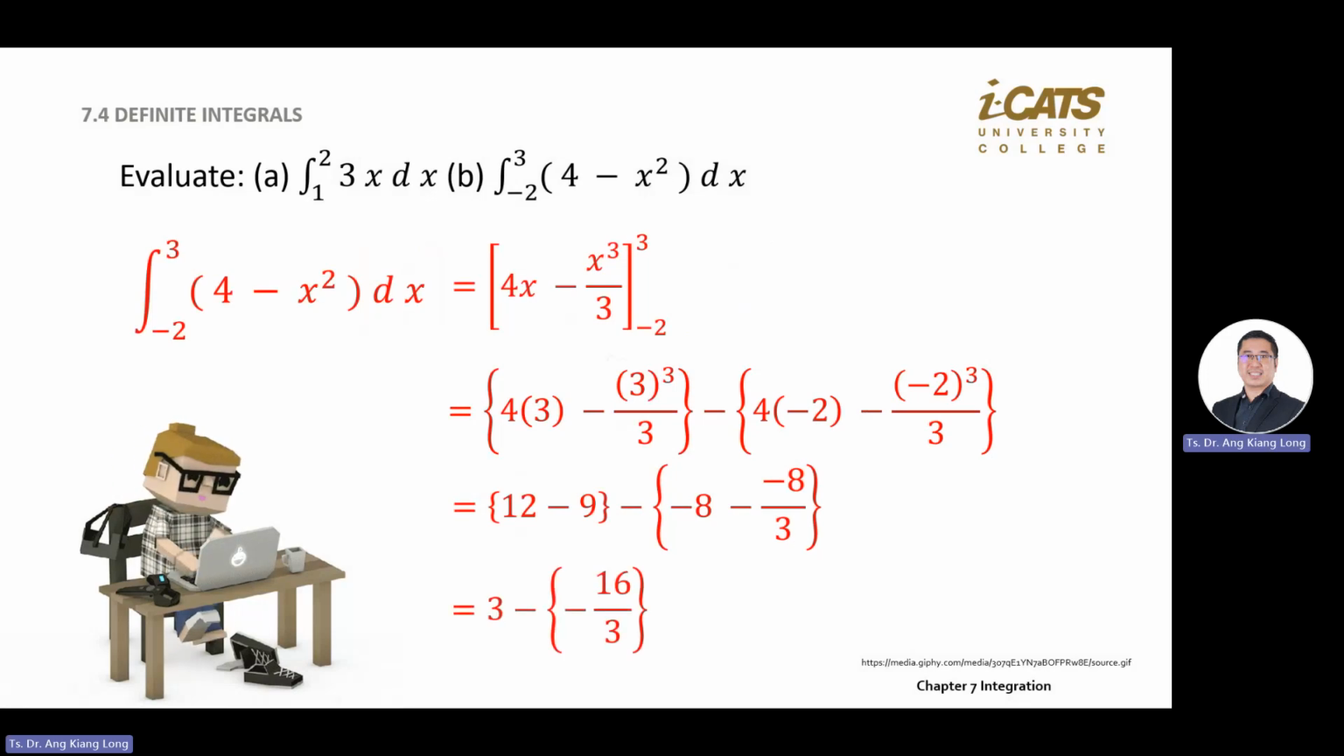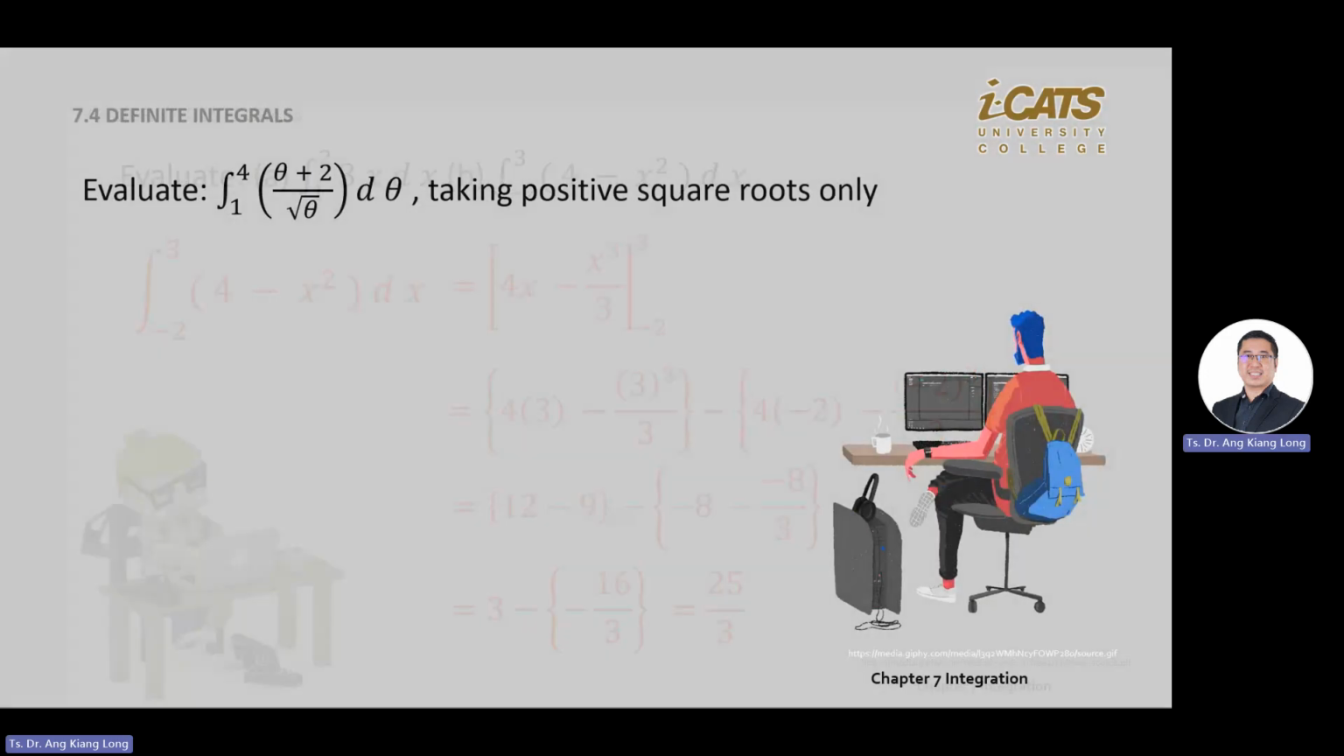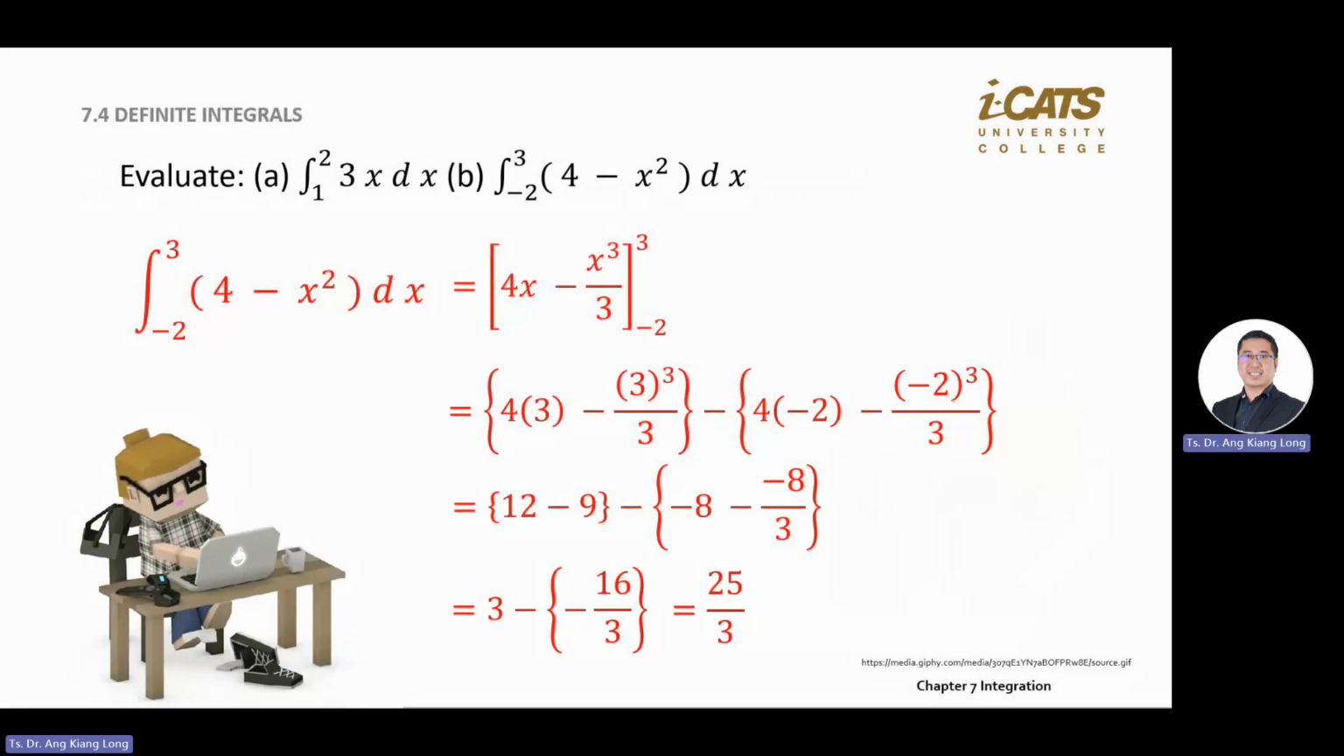Okay, the rest you arrive at this answer. You do the mathematics. At the end, you arrive at 25 divided by 3. Okay, I want to highlight, you need to be careful. It is a minus sign. Always upper limit minus the lower limit, and then you carry whatever number it is, no matter if it's a negative or positive value. Okay. Any question?